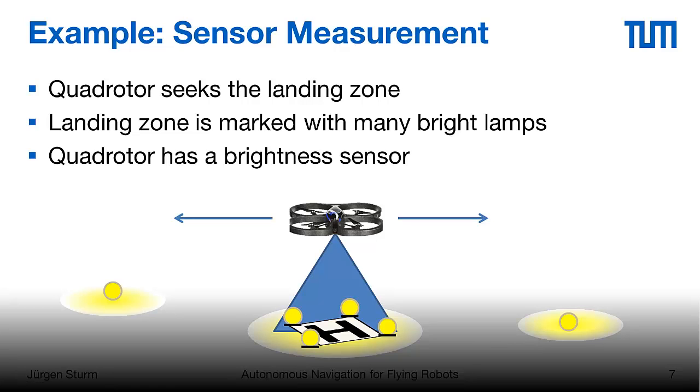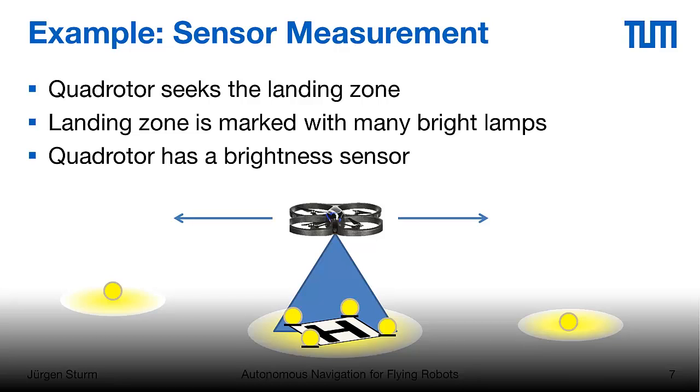Because all of this was quite theoretic so far, I thought that we should first look at a simple example to clarify a few things and to show you how Bayes' rule can be applied in practice. So imagine that we have a quadrotor that is seeking its landing zone, and let's assume that this landing zone has been marked with many bright lamps, and that the quadrotor has a brightness sensor on board to detect these lamps. It might have a special purpose brightness sensor, but you can in principle also treat a camera as a very sophisticated brightness sensor just by summing over all pixel intensities.